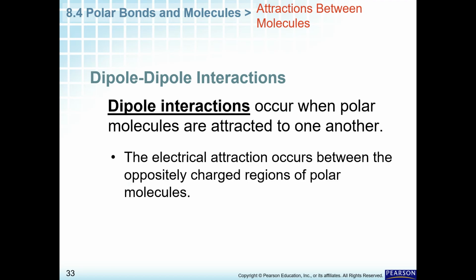The next type is dipole-dipole. Dipole interactions are going to occur between polar molecules. And so dipole interactions are not going to be found in nonpolar molecules. So an example of a nonpolar molecule would be things like O2 or F2. Those are not going to see dipole interactions or dipole-dipole interactions.